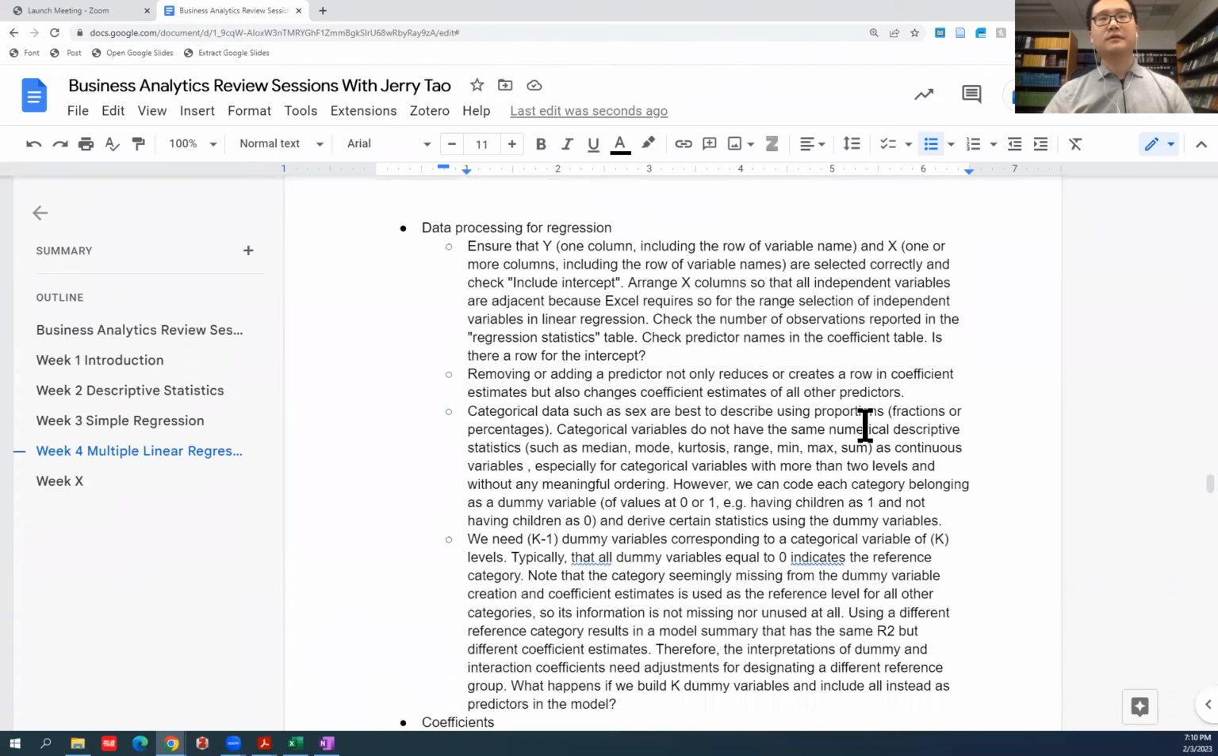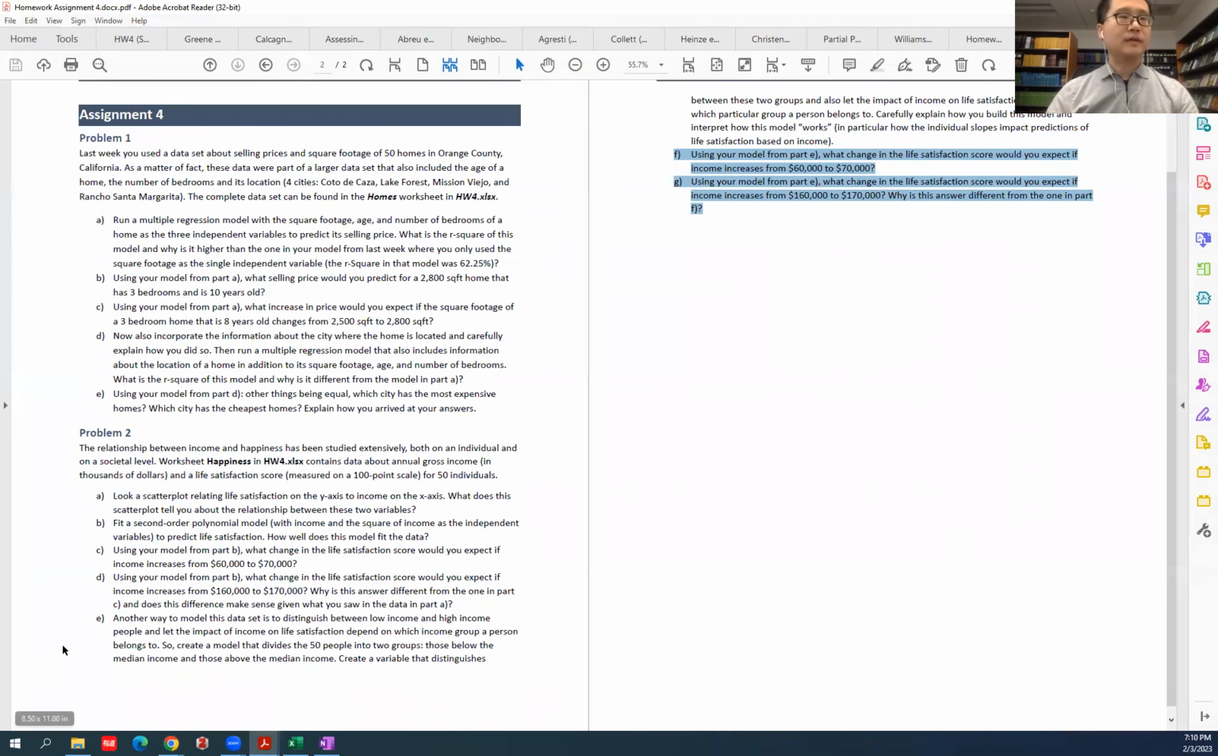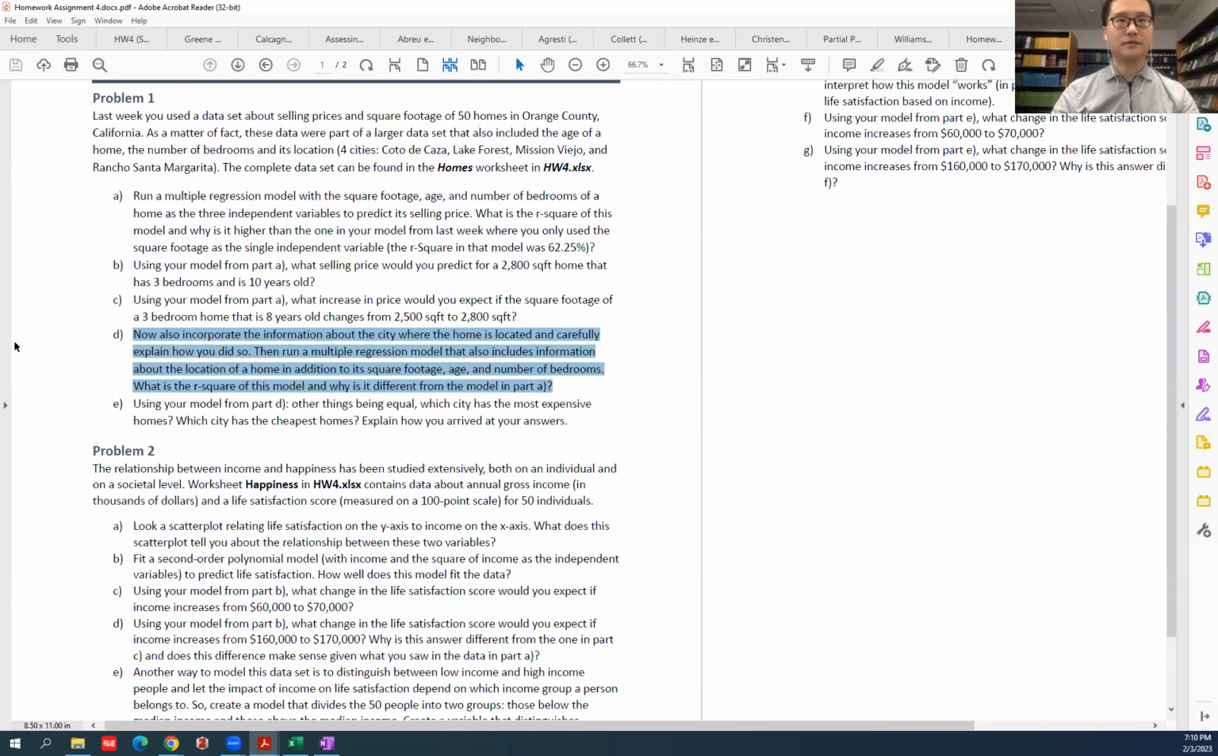And this week, we also need to do some data processing for regression. This is particularly useful for addressing some of the questions in our homework. One student asked about part E in problem 2. That's where we need to generate certain indicators as dummy variables for categorical variable. We will use the same technique in problem 1, part D, I believe. That's where we need to generate indicators for location of a house.